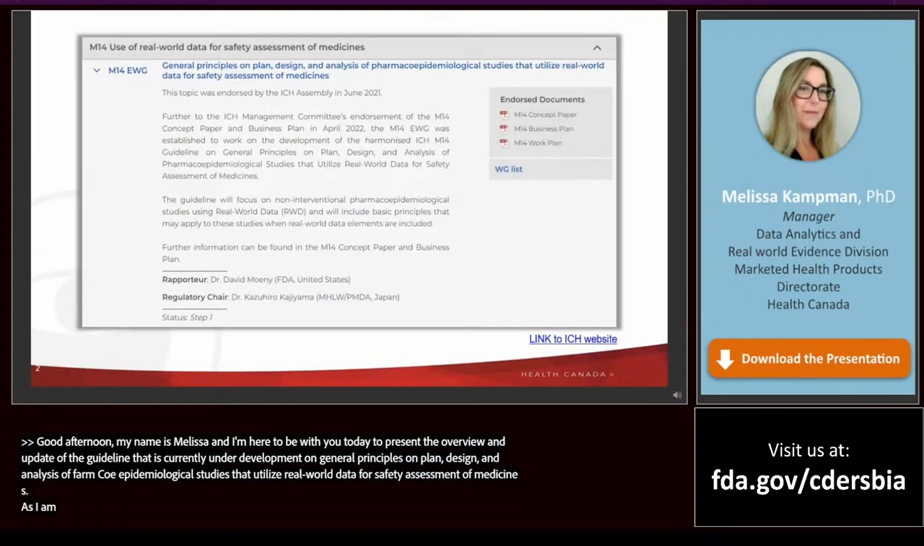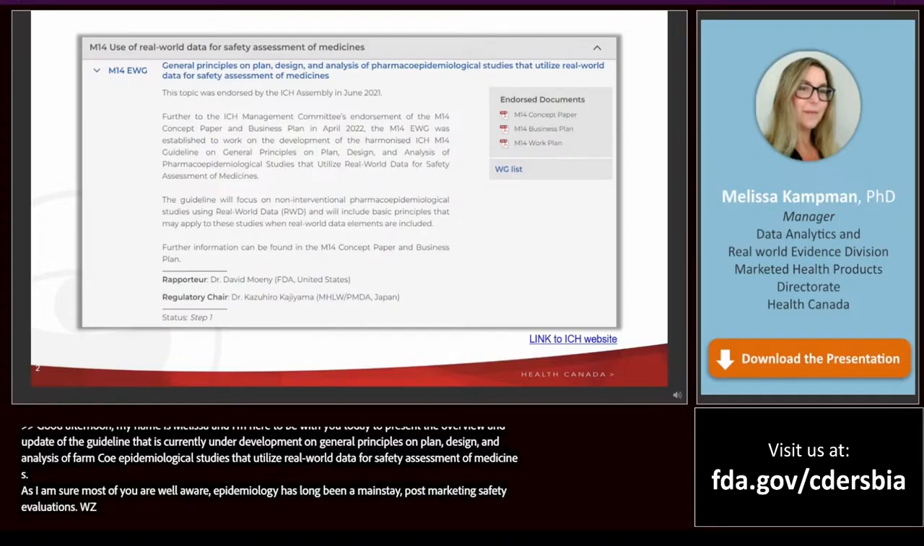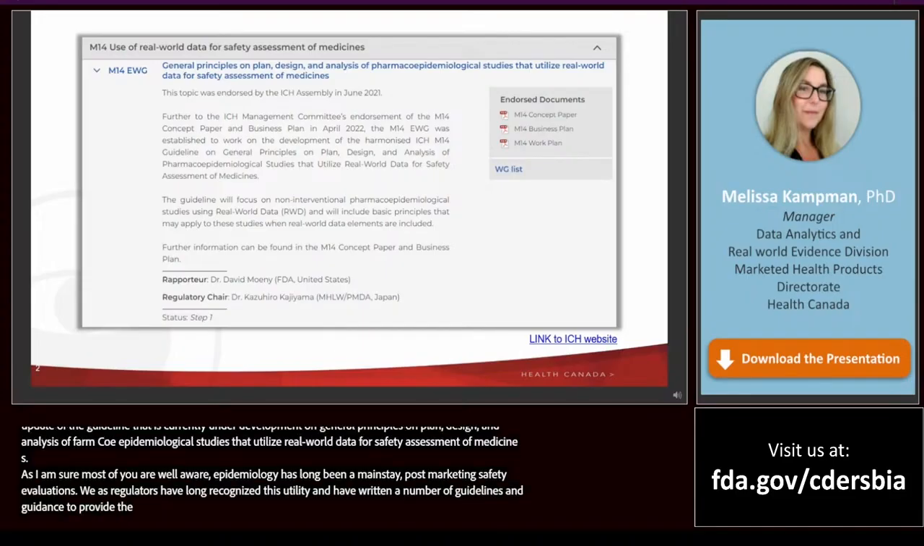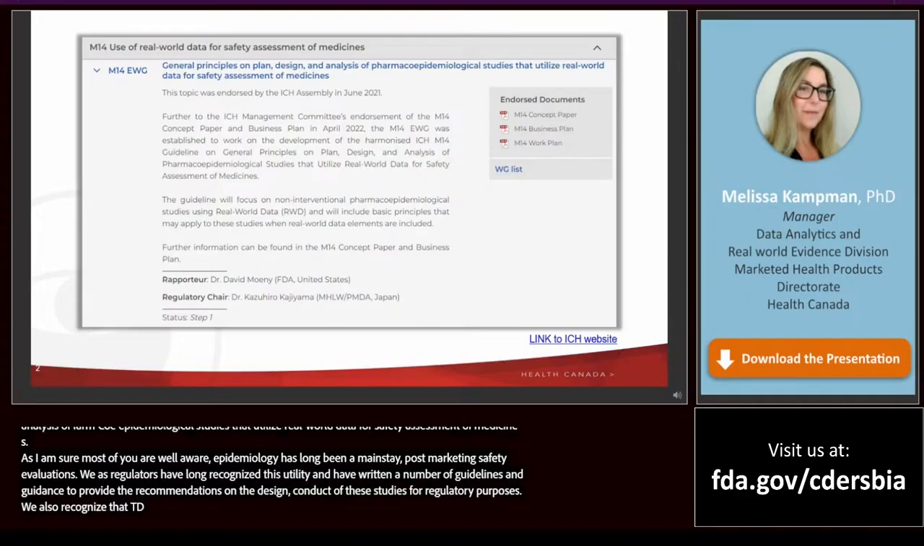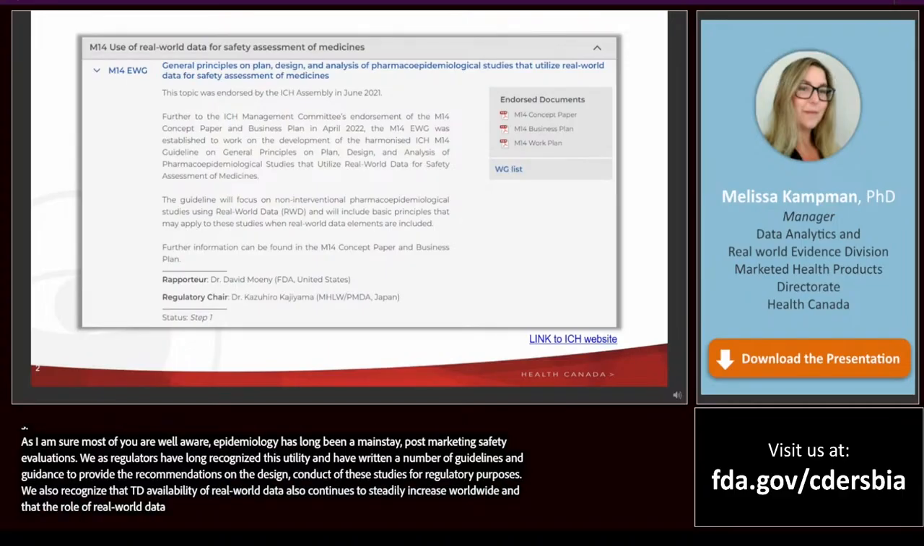As I'm sure most of you are well aware, epidemiology has long been a mainstay of post-marketing pharmacovigilance and safety evaluations. We as regulators have long recognized this utility and have written a number of guidelines and guidance to provide recommendations on the design, conduct, and submission of these studies for regulatory purposes. We also recognize that the availability of real-world data also continues to steadily increase worldwide, and that the role of real-world data in the therapeutic product lifecycle continues to evolve.